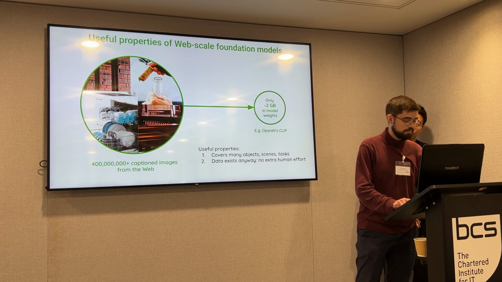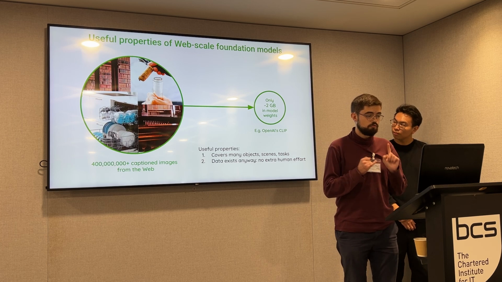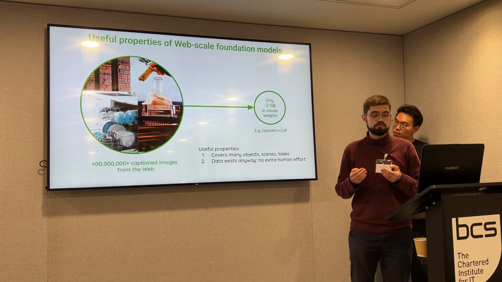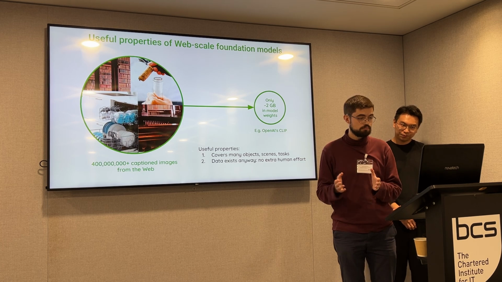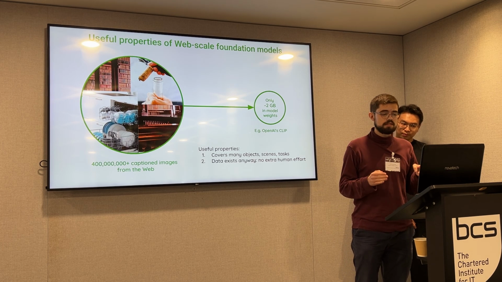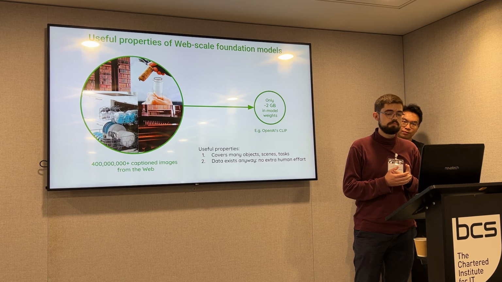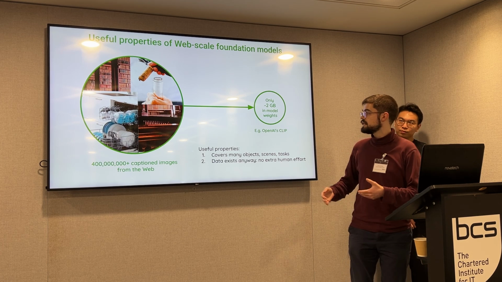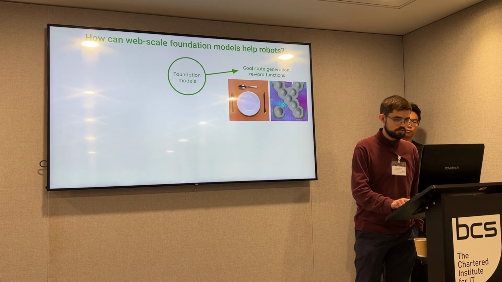So that's pretty amazing. But these models also have some useful properties specifically for us in robotics. First, the training data covers a broad range of objects, scenes, and tasks. And this is useful if you want to make a generalist robot. Second, this training data exists anyway, so we might as well use it. Millions more images are being shared online every day, and we don't need any extra human effort to collect that data like we do when collecting robot demonstrations.